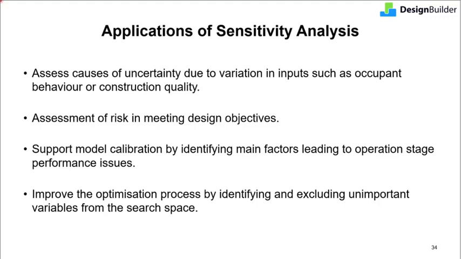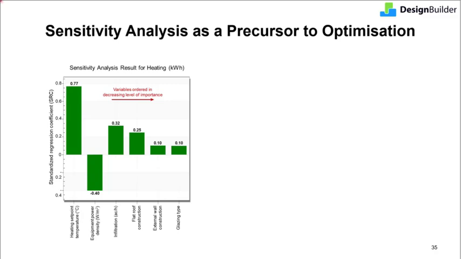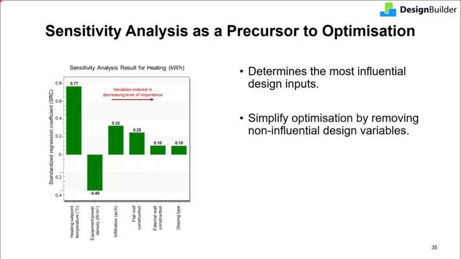Another application which we will discuss now is the use of sensitivity analysis as a preliminary step to an optimization exercise. Sensitivity analysis can help remove unimportant design variables from the study to simplify the analysis and reduce simulation time. So how does it all work? Sensitivity analysis can determine which are the most influential design variables first and what the relationship to the output is. Then based on those findings, users can remove all the non-influential variables from optimization runs.